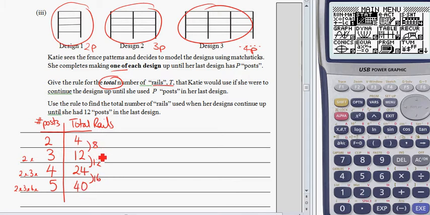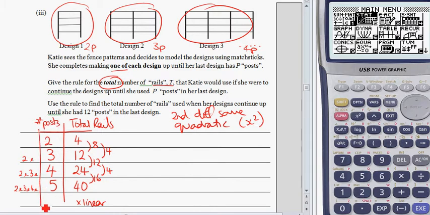Looking for a rule, I can see the first difference is not the same, so it's not linear. We'll have a look at the second difference, and this time, thankfully, the second difference is the same. So that implies a quadratic rule with an x squared term, something to do with that number squared in the x column there.